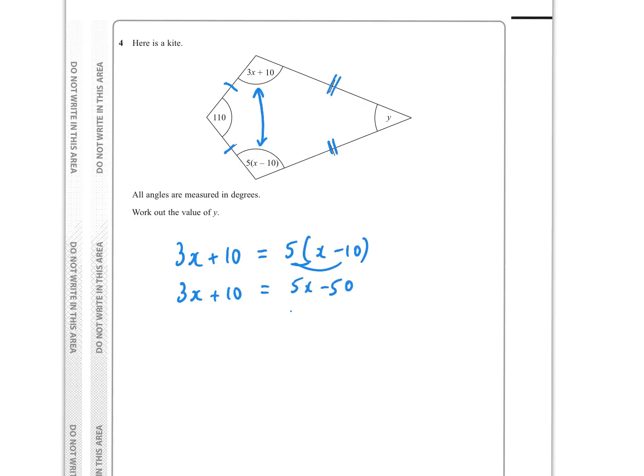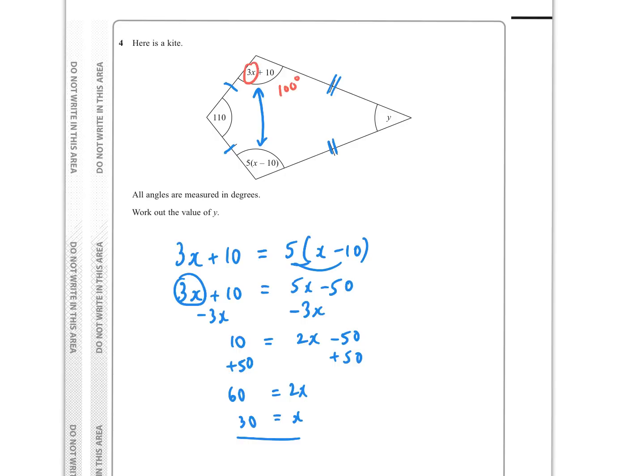I'll get the x's on this side, so take 3x from both sides to get rid of this 3x here, and we'd have 10 equals 2x minus 50. Add 50 to both sides, and we'd have 60 equals 2x. Divide both sides by 2, or halve both sides, and x would be 30. Now, if x is 30, that makes this angle 3 30s, or 90 plus 10 is 100. And it makes this one 30 minus 10 is 20 times 5, which is 100. I'm not quite sure why I did that because they're the same, so they're 100.